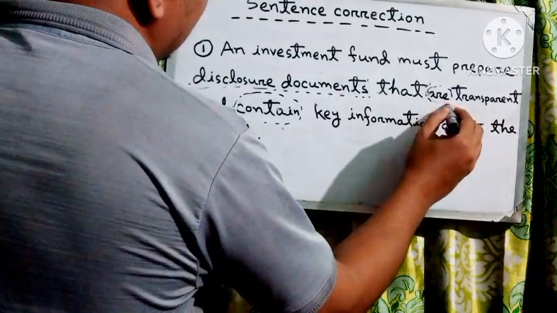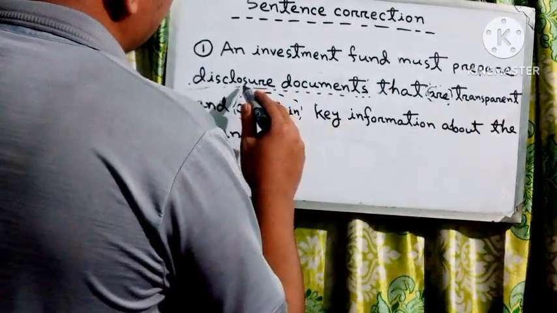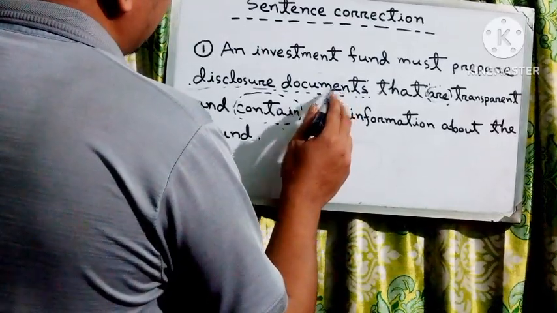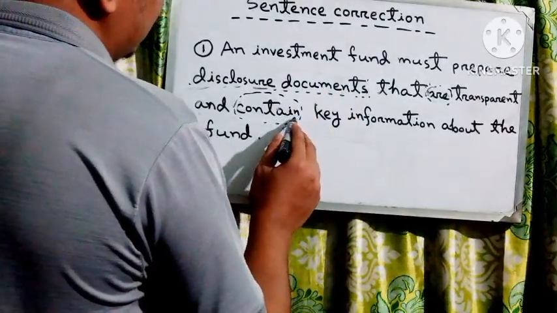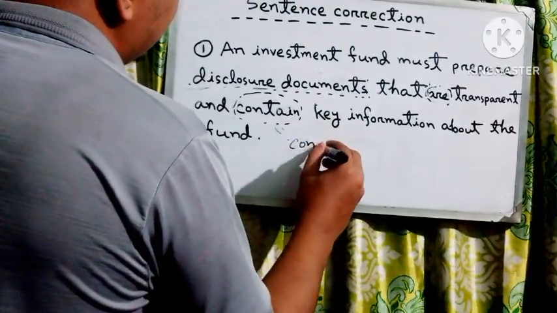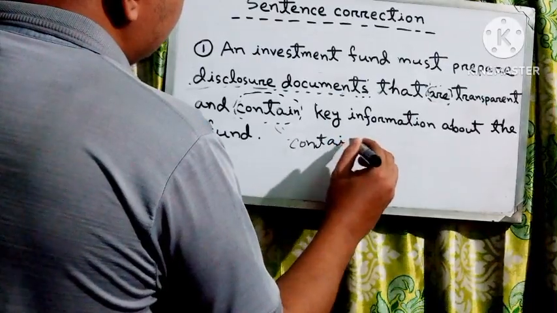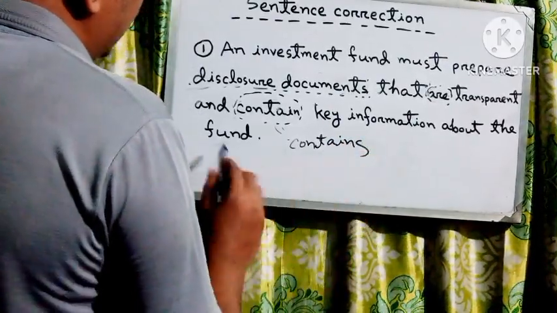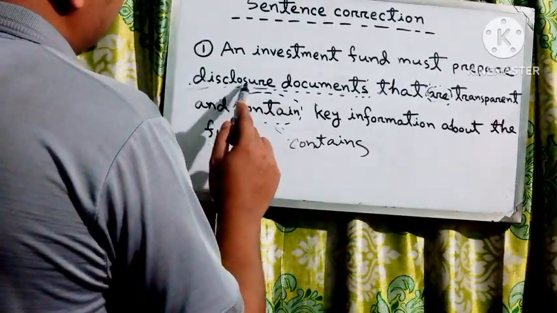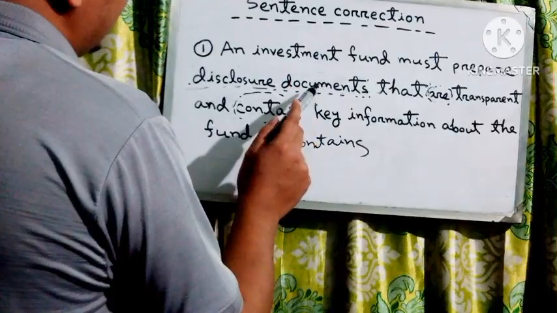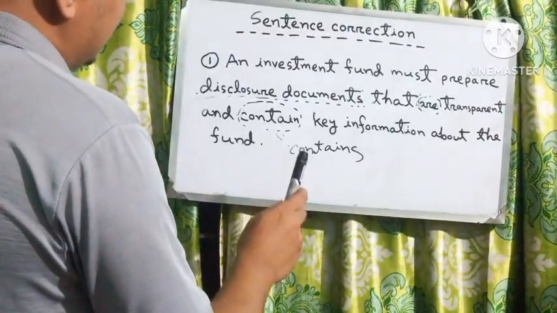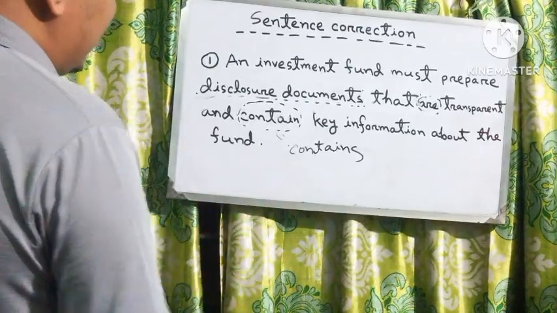Here are is used because of disclosure documents, which is a plural subject, and contain is also there because of the same reason. Instead of contains, it is converted to contain, as the subject disclosure documents indicates a plural noun or plural subject. I hope you got this one right. Now we are moving on to the next sentence.